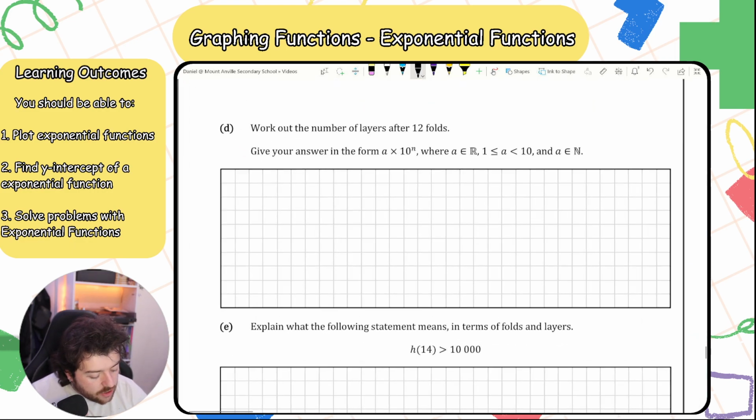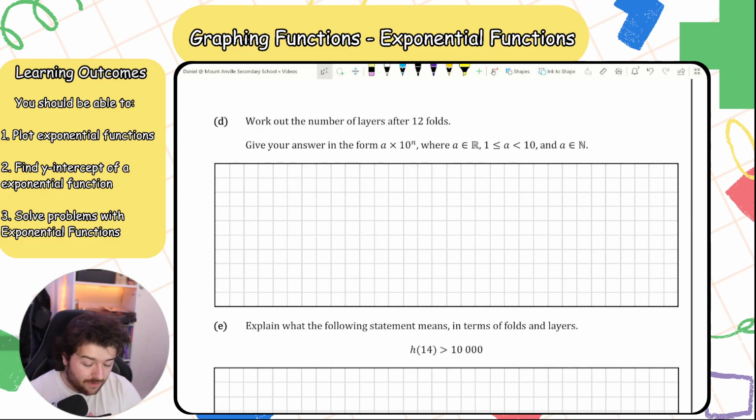Okay, work out the number of layers after 12 folds. So after 12 folds, well, that's going to be 2 to the power of 12. And it's asked me to leave it in scientific notation, A times 10 to the power of n. Usually your calculator will do this for you, but we'll have a look now. So 2 to the power of 12 is equal to 4096.